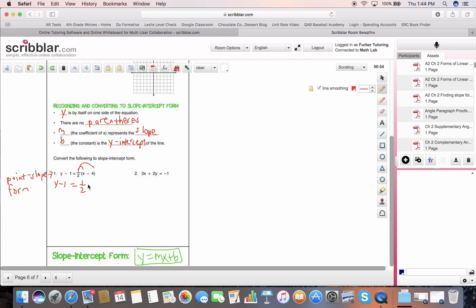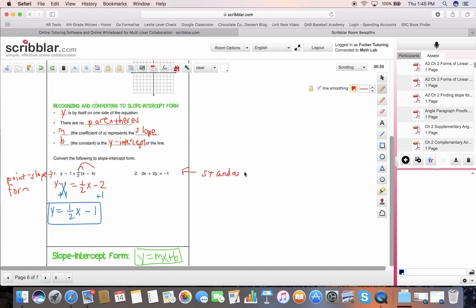So if I do 1/2 times x, I'm going to get 1/2 x. 1/2 of -4 is simply -2. And from here, the only thing I have to do to get this in slope-intercept form is to get rid of this 1 and add it over here with the -2 so the y is alone. So I'm going to get 1/2 x minus 1 for my slope-intercept form. So pretty easy. This equation over here, you should be able to tell, is in standard form.